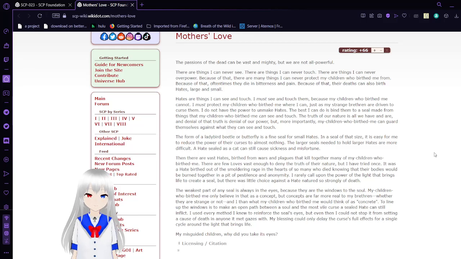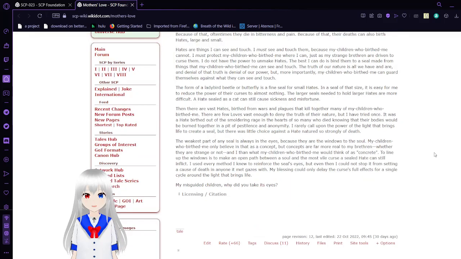But more importantly, my children who birthed me can guard themselves against what they can see and touch. The form of a ladybird beetle or butterfly is a fine seal of small hates. In a seal that size, it is easy for me to reduce the power of their curses to almost nothing. The larger seals needed to hold larger hates are more difficult. A hate sealed as a cat can still cause sickness and misfortune. Then there are vast hates, birthed from wars and plagues that kill together many of my children who birthed me. There are few loves vast enough to deny the truth of their nature. But I have tried once.